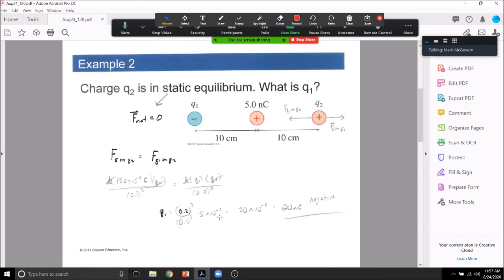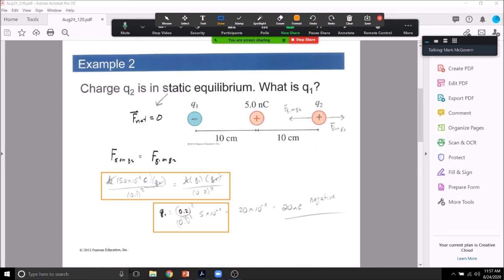And look at what's going on here. This is what I mean about doing this in your head. This turns out to be a proportion, right? And so when I solve for Q1, you can see what's going on here. It's the magnitude of the 5 nanocoulomb charge times a factor of 4. Right? You're twice the distance. You need 4 times the amount of charge to have the same magnitude of force.